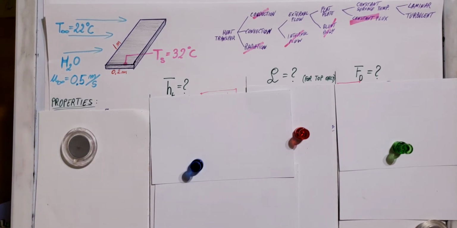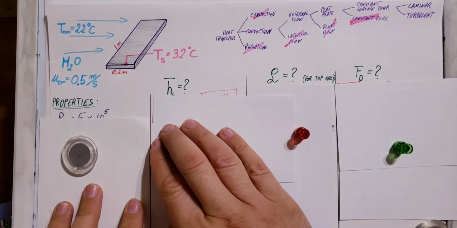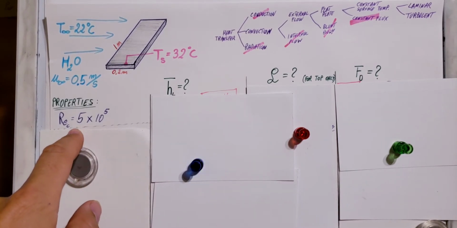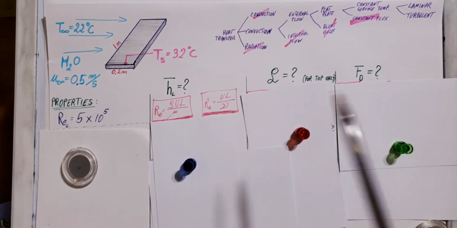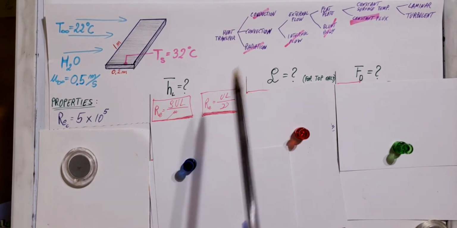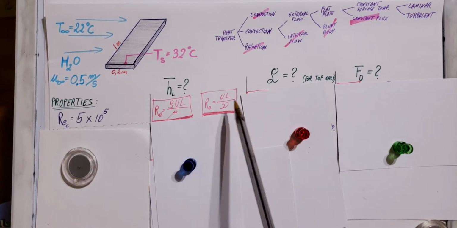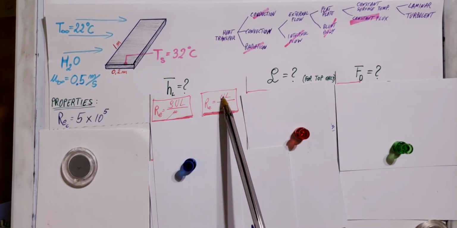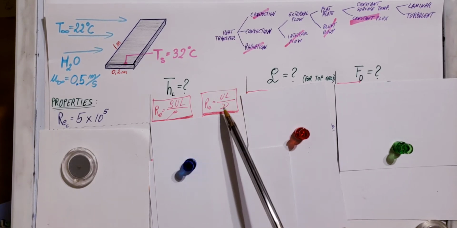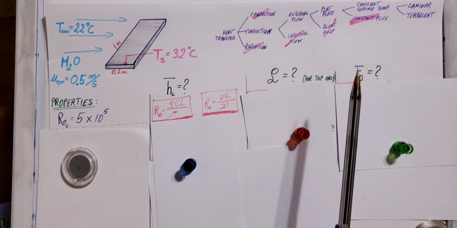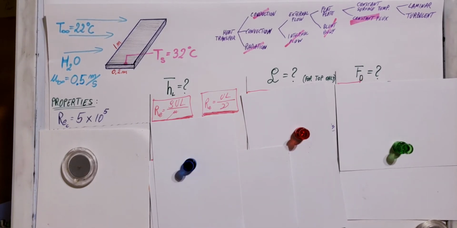So let's find out, are we laminar or turbulent? We're going to look at the Reynolds number for that. First of all, we're going to consider our critical Reynolds number at 5 times 10 to the 5th. Then, here are the two formulas that we could consider for our Reynolds number. I'm going to pick this one, the velocity times length over kinematic viscosity. Here we do not know kinematic viscosity, which is a property. Therefore, we're going to have to look it up in tables.